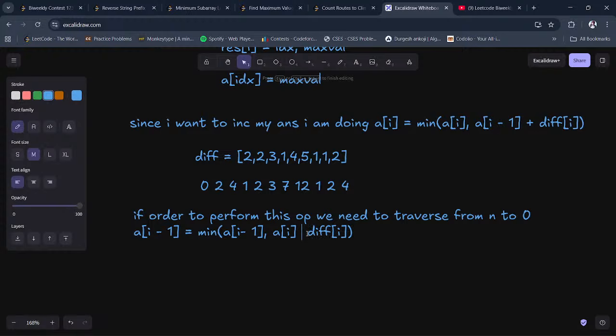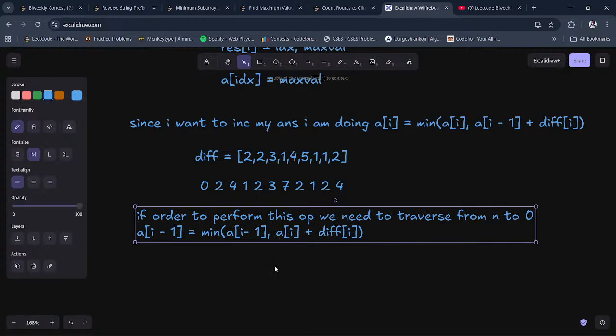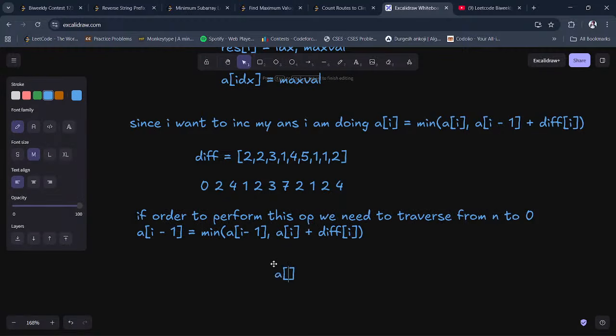Wait, hold on. We'll perform plus obviously. Sorry. Because this is the limit, right? So if you perform 1 plus 1, this should be 2. Because you're performing minus over here, if you perform minus over here, this thing should be plus. What I mean is, if a of I minus 1 minus difference of I gives me a of I, right? Gives me a of I.